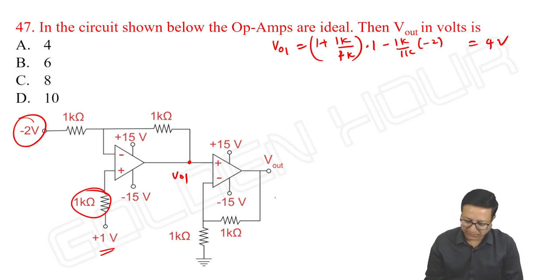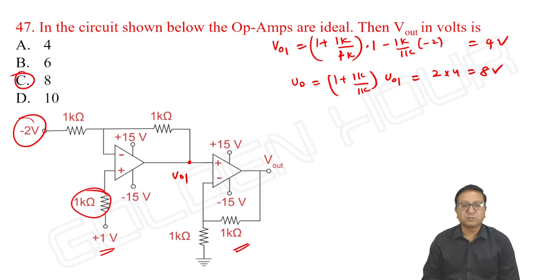That is VO1. And what about the overall output? It is now looking like a basic non-inverting amplifier. So output is equal to 1 plus 1K by 1K into VO1. It is 2 into 4, 8 volts. So option C is correct. It's a very, very simple question.